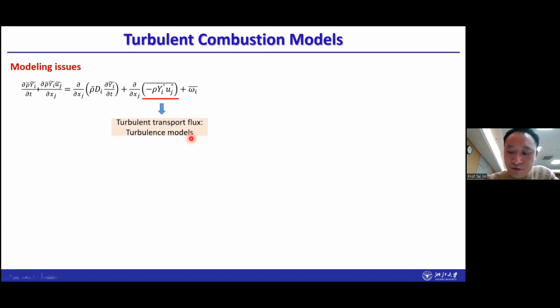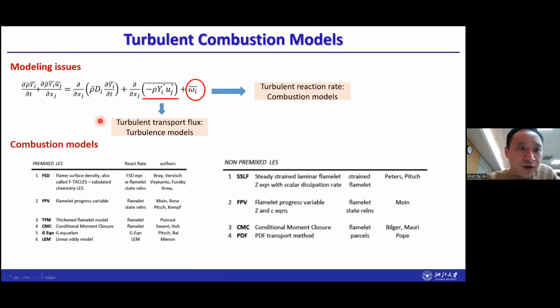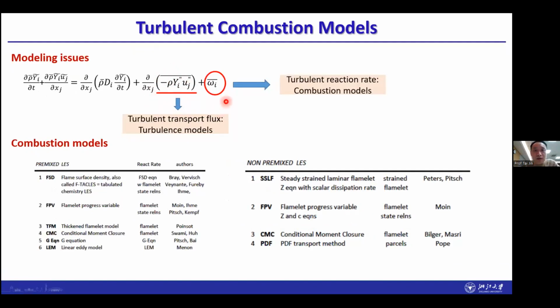And these equations are for the direct numerical simulation. If we use large eddy simulation, the equations will be filtered, and for example, the filtered species transport equation here will have two unclosed terms. The first one is the turbulent transport flux, and we need to use turbulence models to close this term. The other term is the turbulent reaction rate, and for this one we need turbulent combustion models. And up to now, there are many kinds of turbulent combustion models for premixed flames and non-premixed flames. Among these, the flamelet progress variable method has been developed over 40 years, and has achieved a lot for the simulations of turbulent combustion.